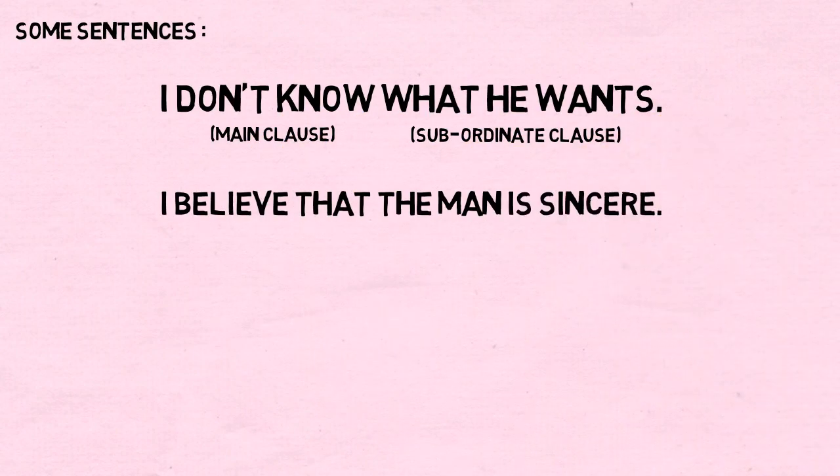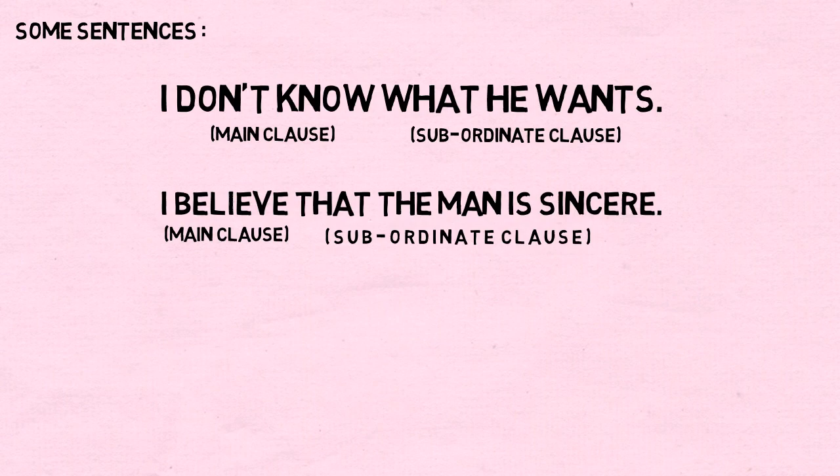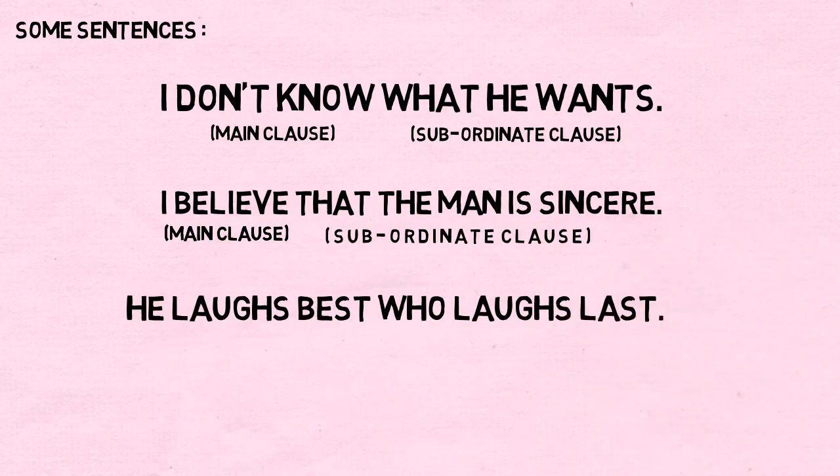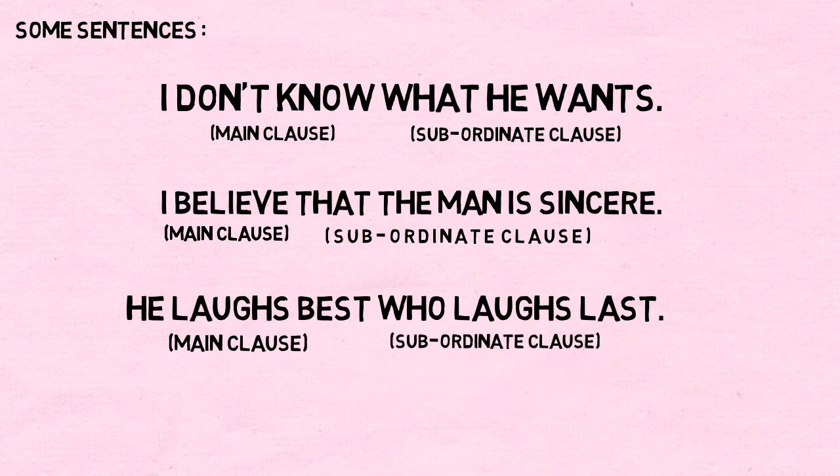I believe that the man is sincere. I believe is main clause as it has complete sense. That the man is sincere is subordinate clause because this part is dependent on the first part. He loves best, who loves last. He loves best is the main clause as it is independent in meaning. Who loves last is obviously subordinate clause because this is dependent on the first part.